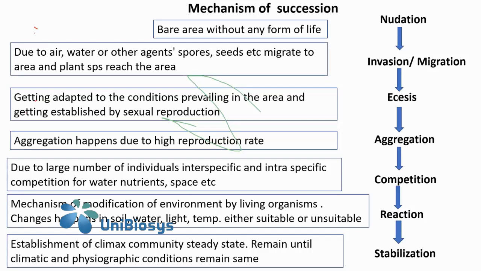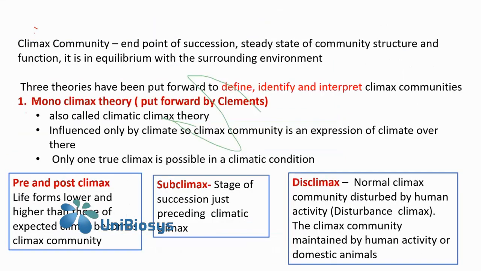It is very clear as a story. First nudation, where nothing is there. Then invasion and migration happen, and when they happen, the species start getting adapted. That is ecesis, and they slowly start reproducing. Then aggregation will happen, and they will compete. As a result, some will get eliminated and some stabilize over there. So this is the mechanism of succession. You have to remember the order of the stages.